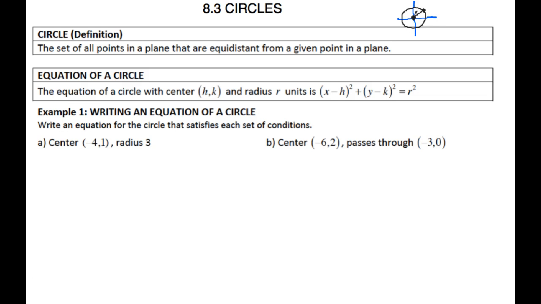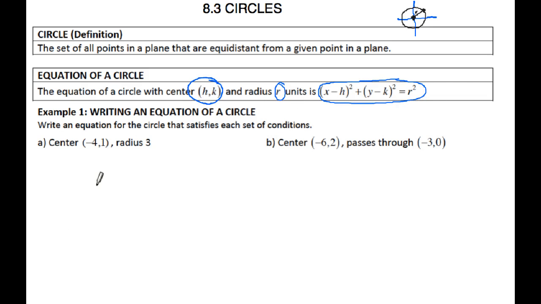Now, your standard form equation for the circle is this right here. There are two important pieces of information that you need to know to be able to write the equation of a circle. So there's only two aspects of this equation. We have our center, which is h, k, very similar to your vertex, which is also h, k, and you have your radius. So as long as you know your center and your radius, you can write the equation in standard form.